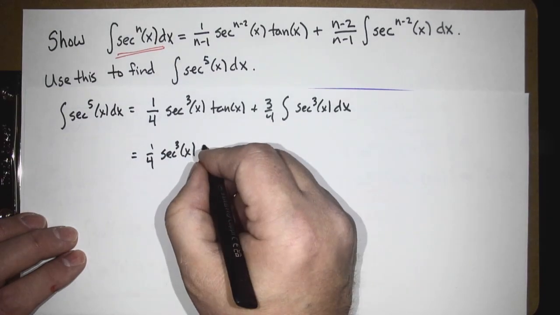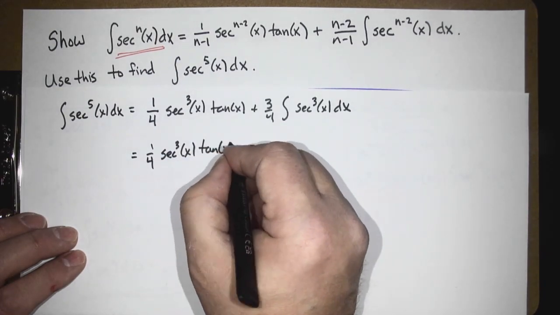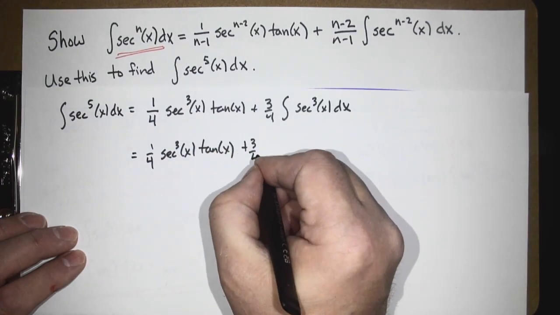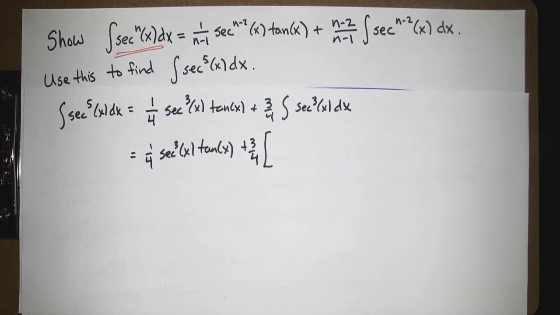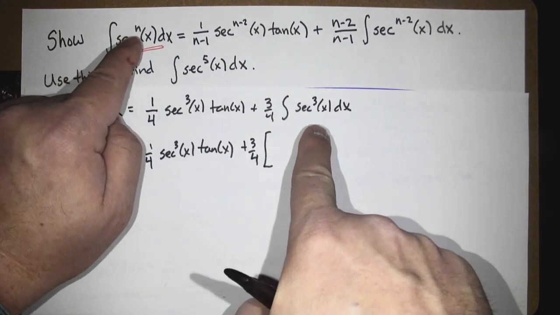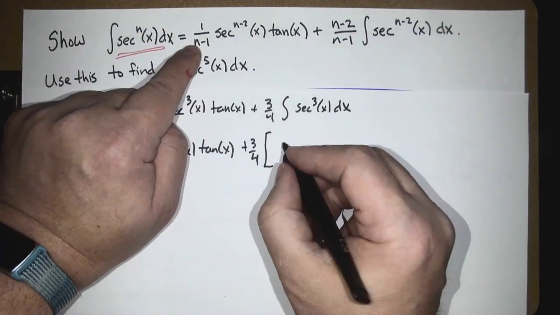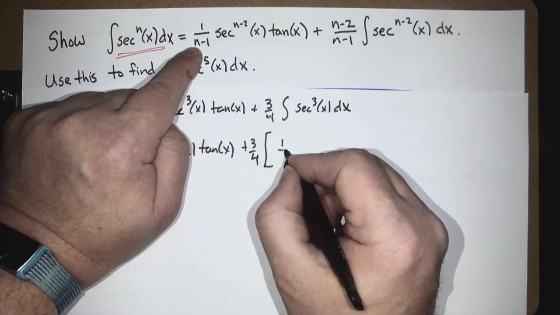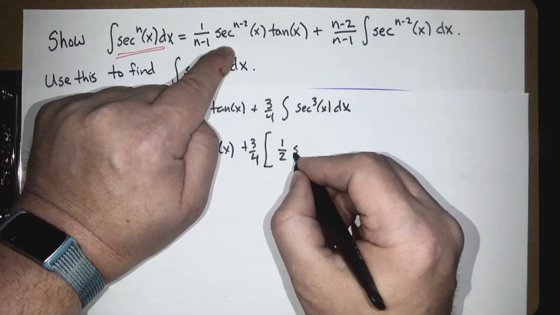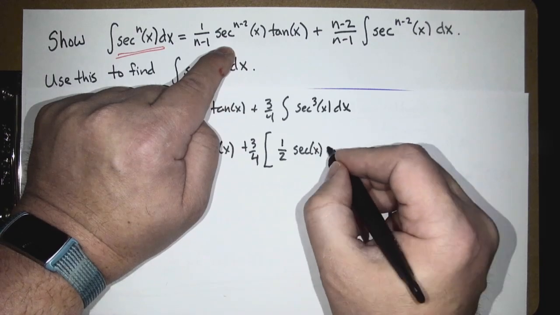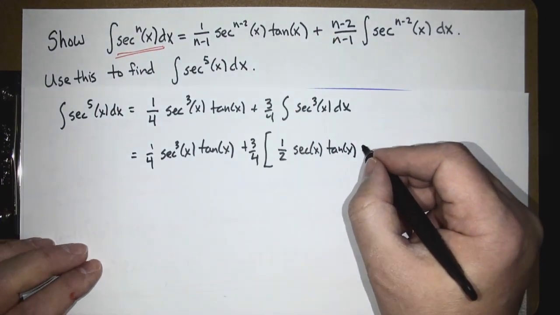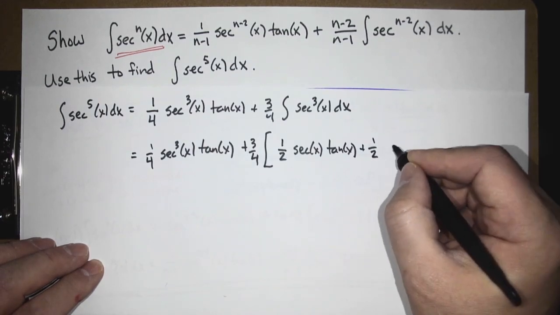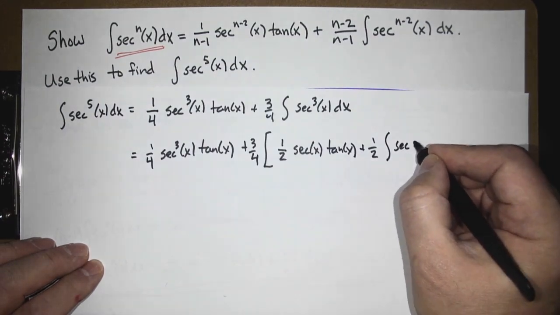So we have secant cubed of x, tangent of x. We're just copying that down. We have a 3/4, and because we love parentheses, we put a big parenthesis. And now we apply the formula a second time, but now with n equals 3. So we get 1 over 3 minus 1, so that's a half, secant of x, tangent of x. Then we have 3 minus 2 over 3 minus 1, so that's a half, integral secant of x.